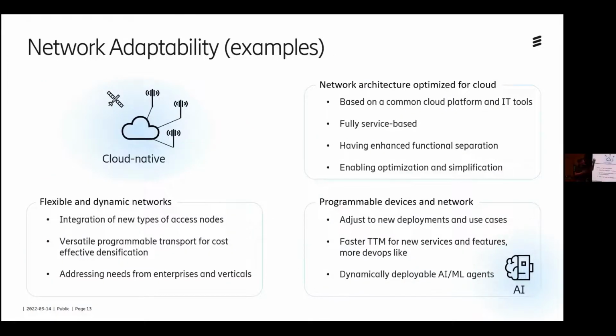To start on the, I call it the network adaptability, but it has really to do with these cloud native things. So what we see, as I said, we see that a lot of communication should be able to exploit and benefit from the cloud, the general compute cloud stuff we have today. All those tools we have, fully service-based.